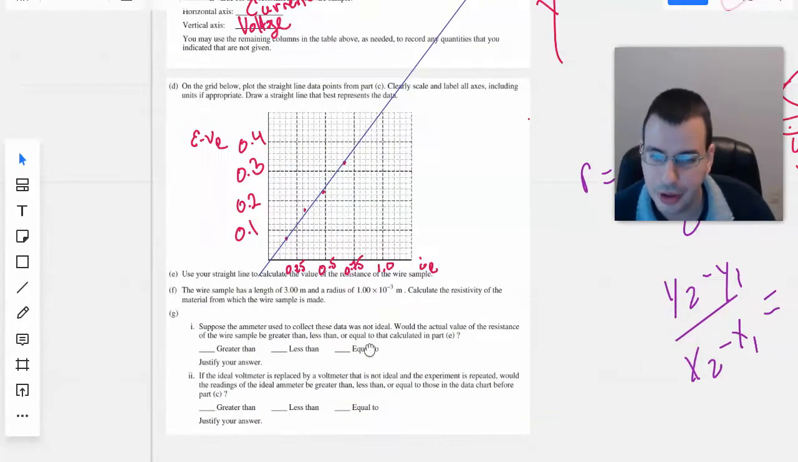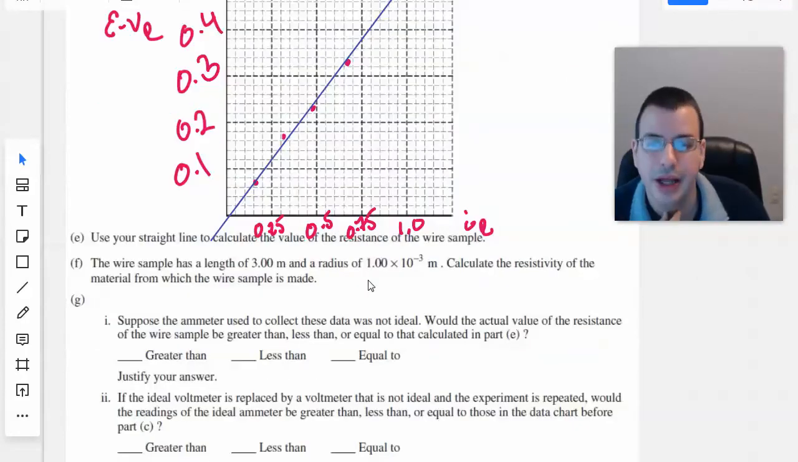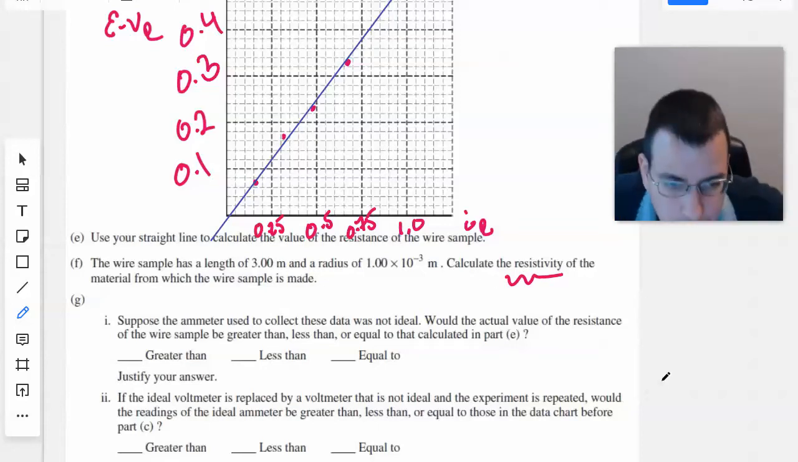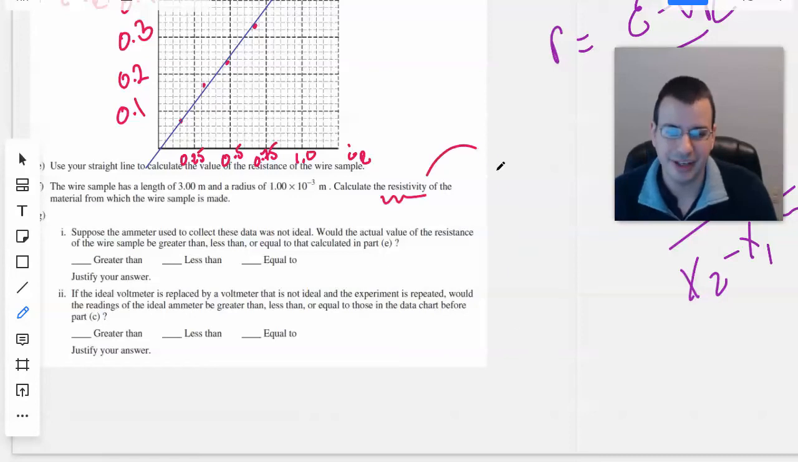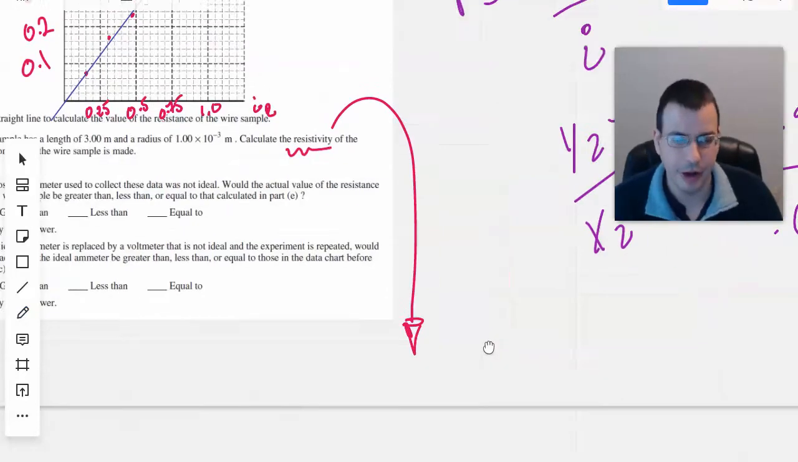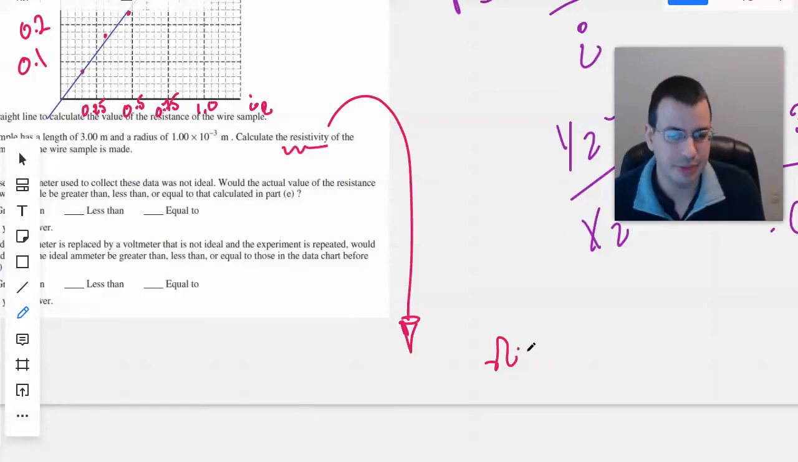Okay. The wire sample has a length of 3 meters and a radius of 1 times 10 to the negative 3 meters. Calculate the resistivity of the material. Okay, so resistivity, talked about that a few times before. It's not really a core concept in life, but people seem to enjoy it. So resistivity is measured in ohms times meters.